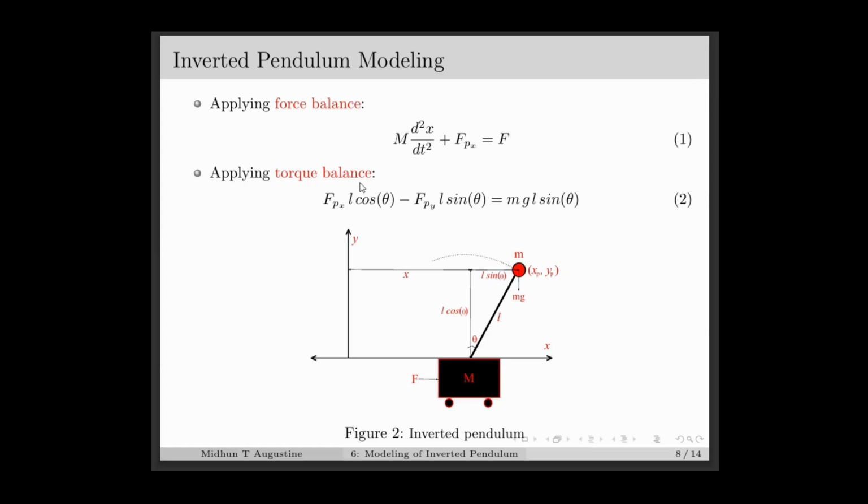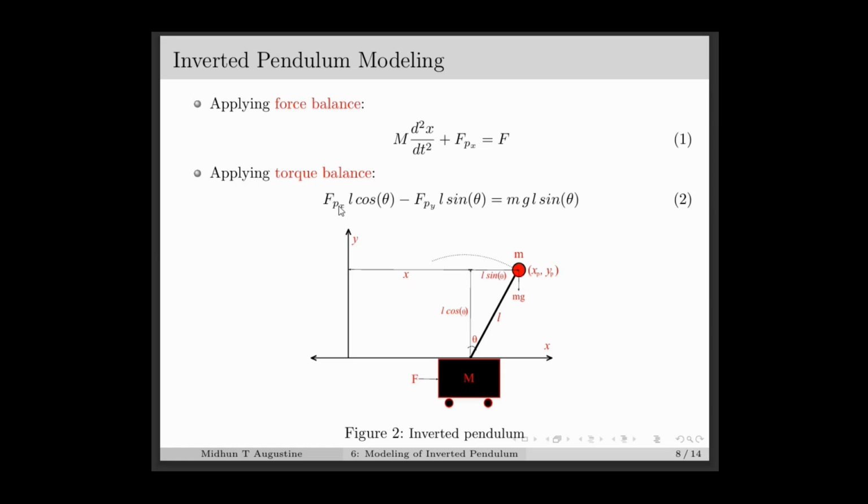Similarly, by applying torque balance on the pendulum, we obtain equation number 2, where the torque is the force into the perpendicular distance between the force and the pivot position. Here, this is the torque due to the gravitational force, which is acting in the downward direction. The perpendicular distance from the force to the pivot position will be L sin theta. Therefore, this torque will be mg L sin theta.